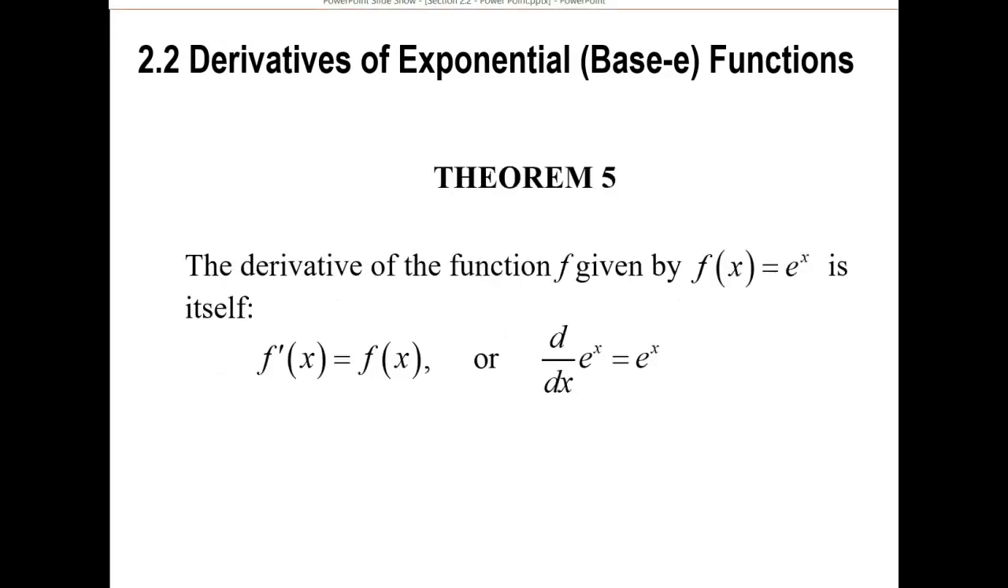All right, so here's our definition of how to find the derivative of the function e to the x. This is an easy one. The derivative of the function f given by f of x equals e to the x is itself. So in other words, the derivative with respect to x of e to the x is e to the x.